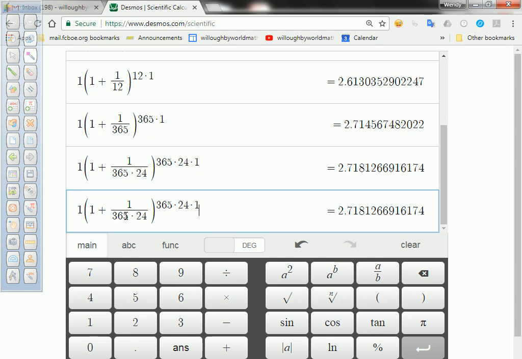All right, the next one, by the second. So we have to figure out how many seconds there are in an hour. There's 60 seconds in a minute and 60 minutes in an hour. So that's 3,600 seconds. So I'm going to throw in a times 3,600. Hey, they're starting to look very similar, aren't they?